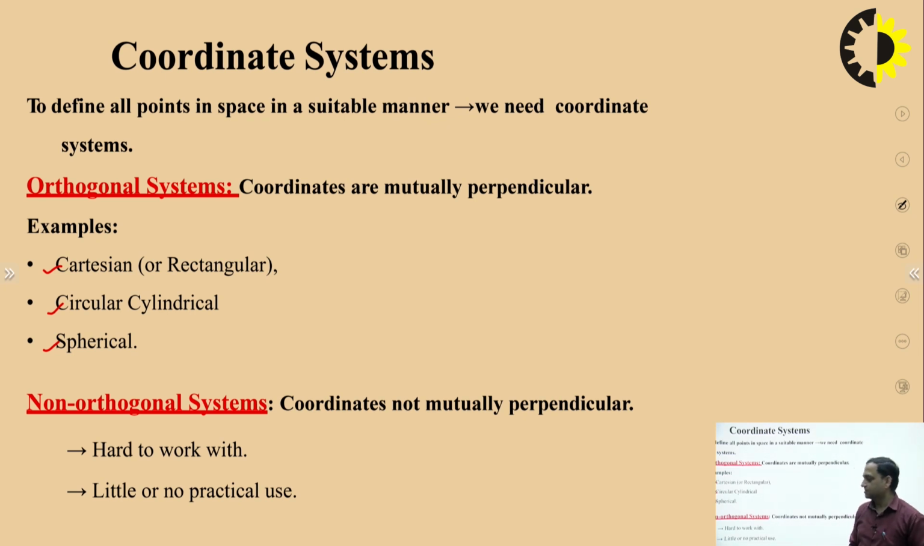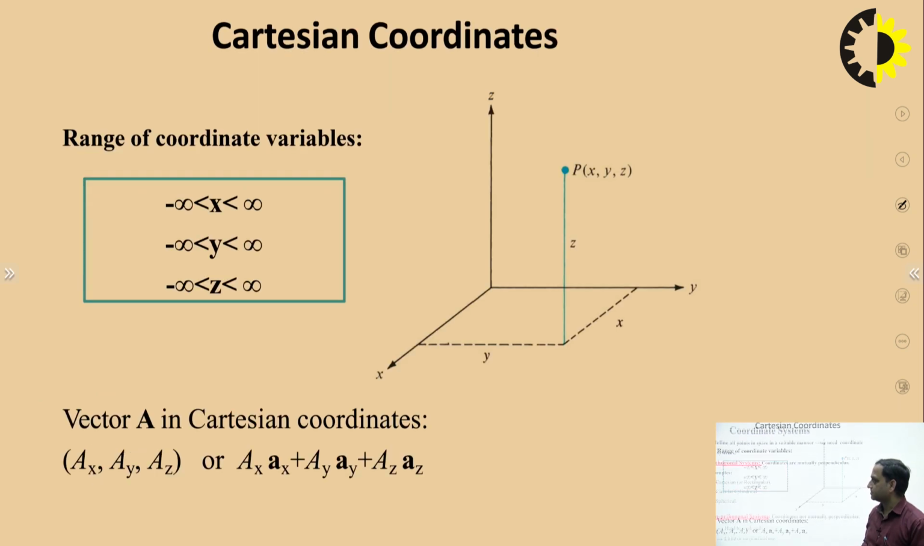The second type of coordinate systems are non-orthogonal coordinate systems. The definition of this is that the coordinates are not mutually perpendicular to each other. It means the dot products of the basis functions will not be 0. This is the basic definition of the non-orthogonal coordinate system.